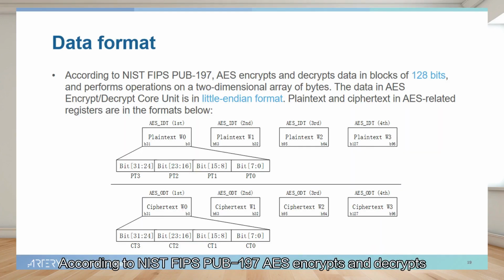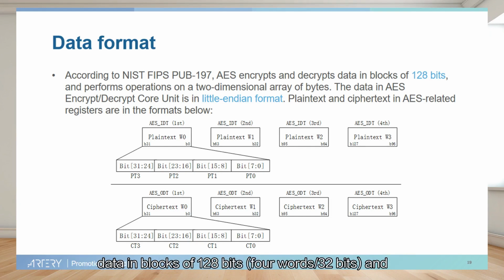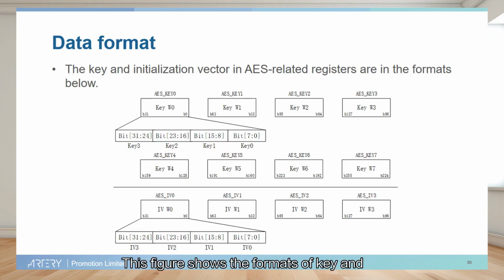According to NIST FIPS Pub 197, AES encrypts and decrypts data in blocks of 128 bits, or four words of 32 bits, and performs operations for each word on a two-dimensional array of bytes. The data in the AES encrypt or decrypt core unit is in little-endian format. Plaintext and ciphertext in AES-related registers are in the formats shown in this figure. This figure shows the formats of key and initialization vectors in AES-related registers.